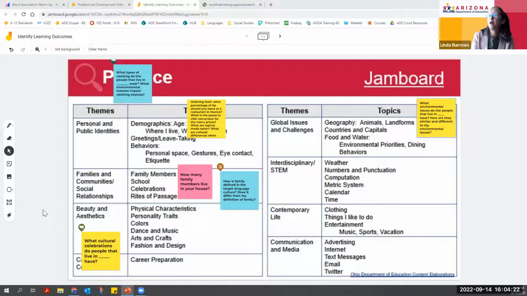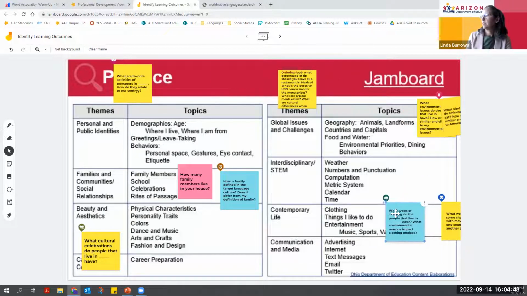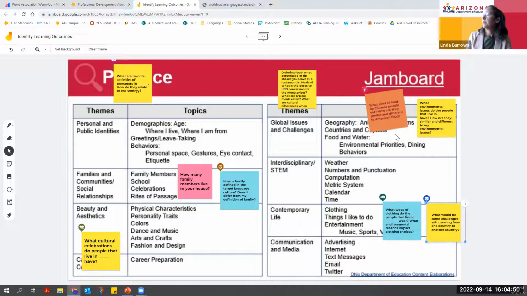Good, we're starting to get them popping in now. Yeah, so just take your Post-it when you get them in and kind of move them around to the topic, then we can see all of them here. Oh, I like that one. What might be challenges moving from one country to another? Oh, these are some great questions. Here, let's move some of these over here so we see them all.